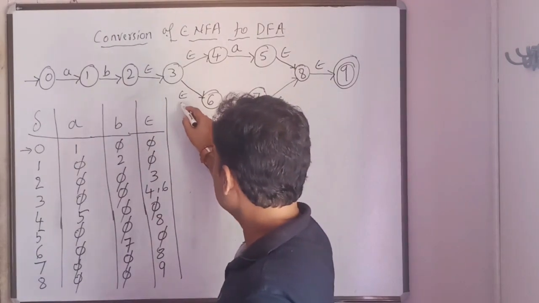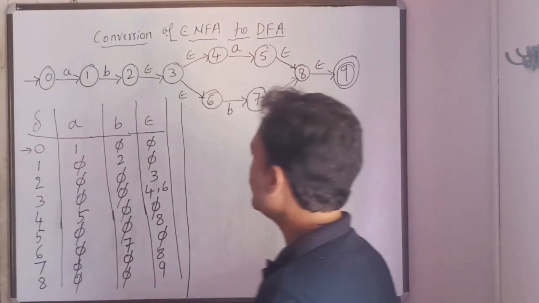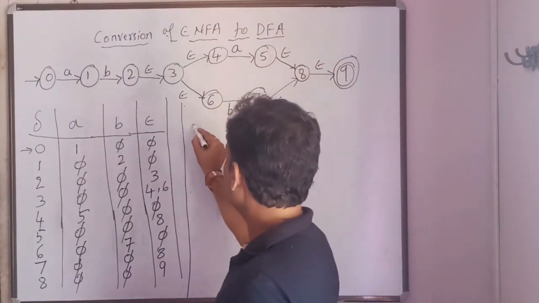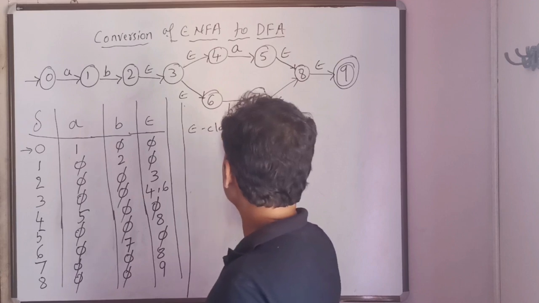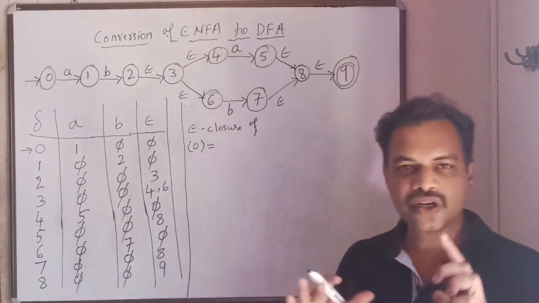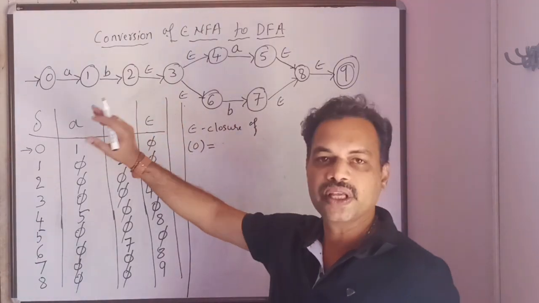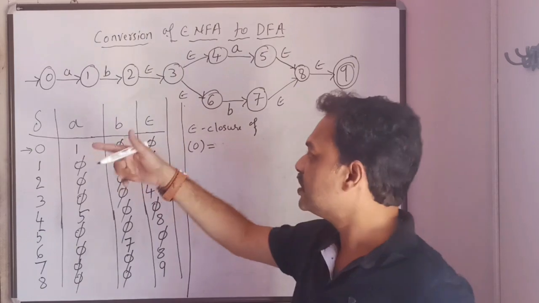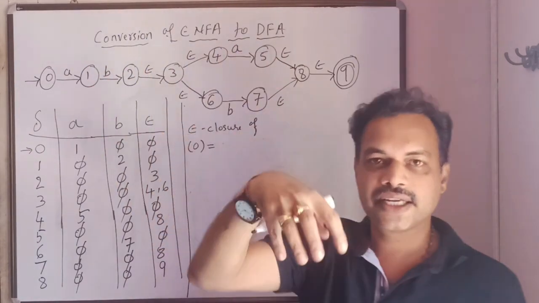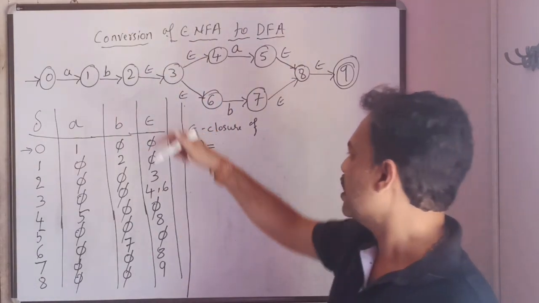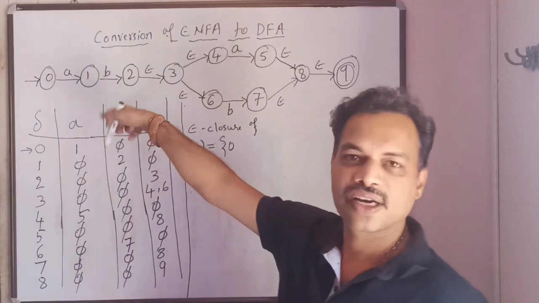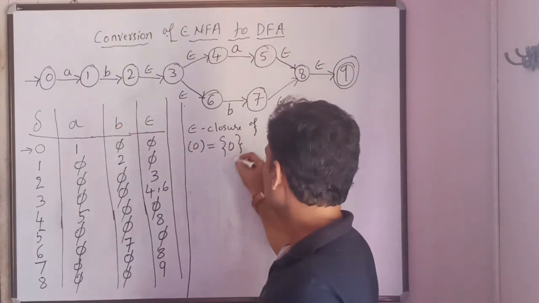Now second task. We are supposed to find the epsilon closure of each and every state. So epsilon closure of state 0. See, epsilon closure of any particular state will be that state itself, along with, if that state has any epsilon transitions to some other state, that also we have to include here. Now epsilon closure of 0 will be 0. There is no epsilon transitions from 0, so it will be 0 only.